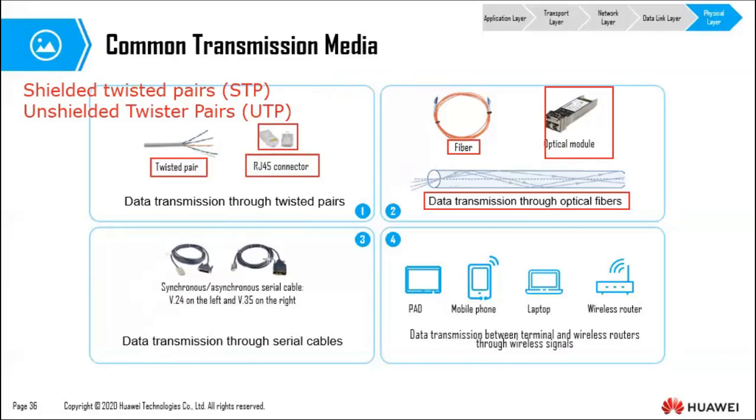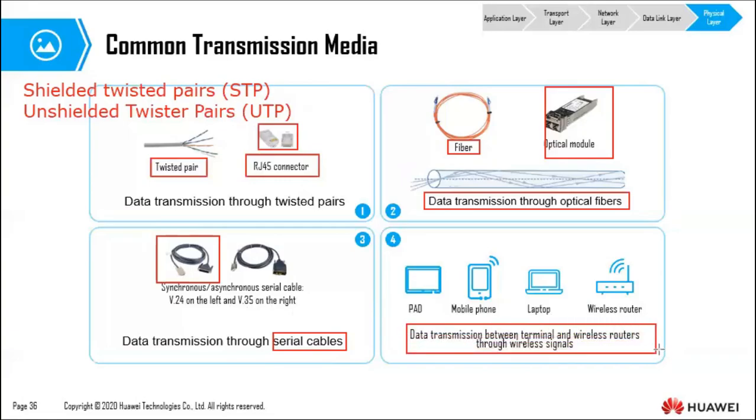We also have serial cables. Serial cables are quite important. One of the serial cables is the console cable that is used for the initial configuration of switches and routers. Then of course we have wireless transmission.